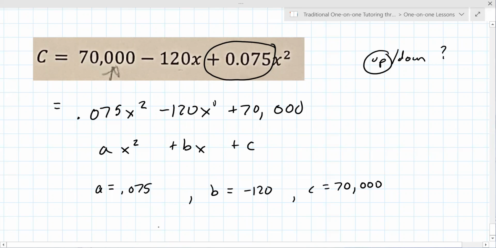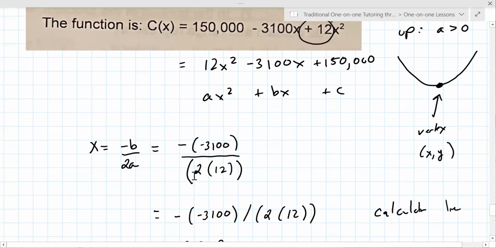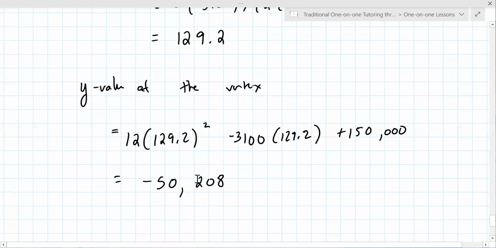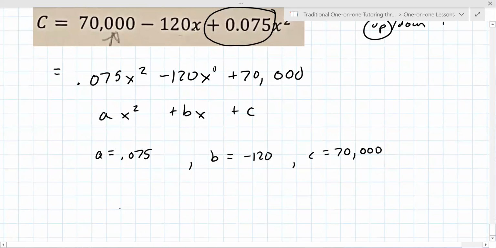Sorry, what was the step that we were doing for the last problem where it was the 150,000 and then you plug in the 129.2? What step was that? That's finding the Y value of the vertex. Okay. And we're going to do that.